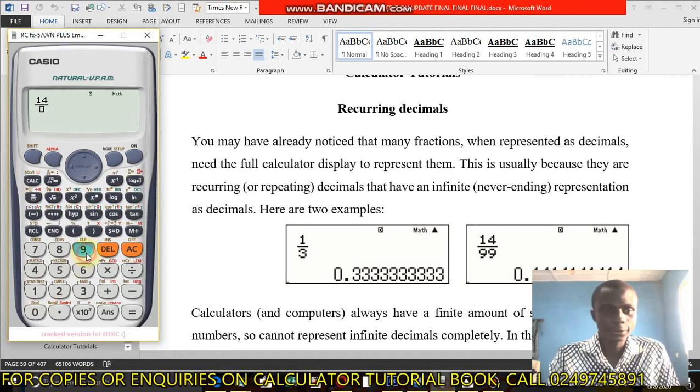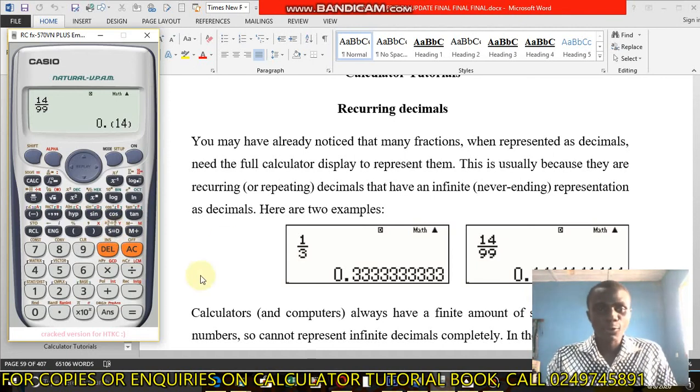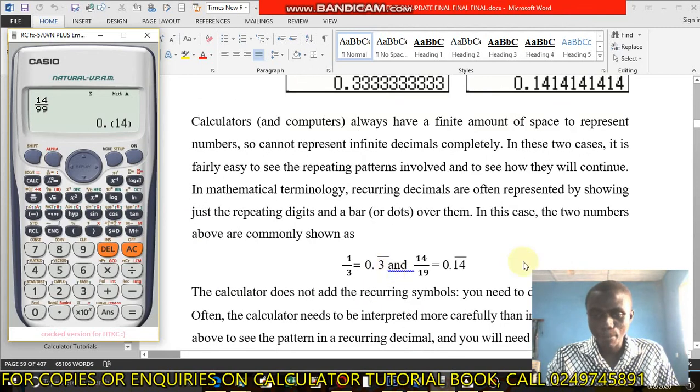14 over 99. We press equal. To convert it to decimal, we press SD. Now, look at what is happening. 0.14, the 14 is in brackets.